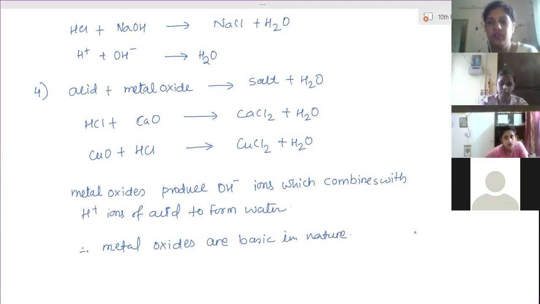The next left out topics are pH indicator, universal indicator, pH scale, and salts. So that we will finish on Friday.